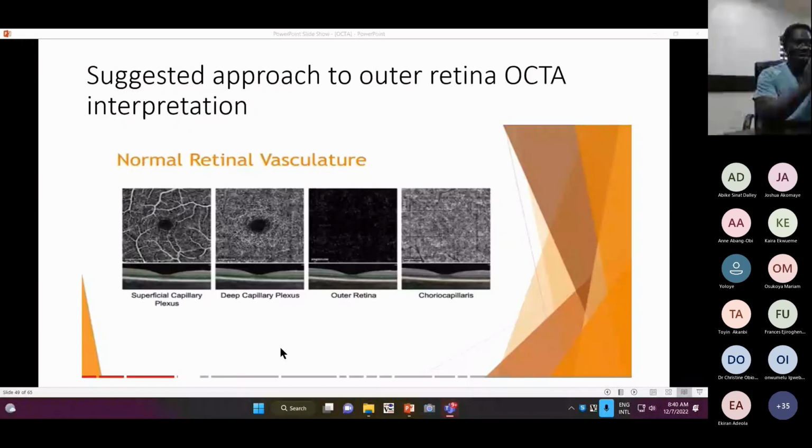Now, when you are interpreting outer retina disorders, I suggest that we follow a certain approach, something to help guide us in how we interpret the outer retina. First of all, of course, you know normal vasculature, you know how it should look.